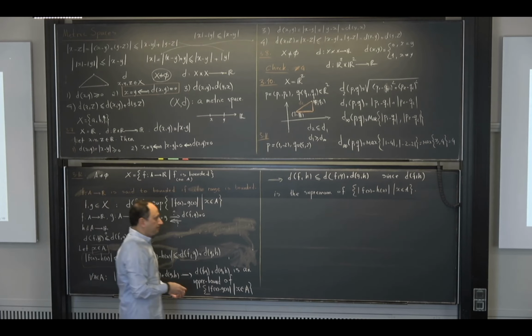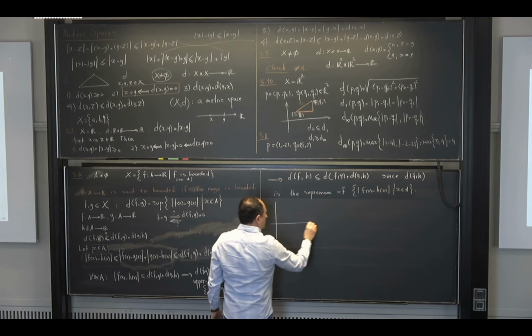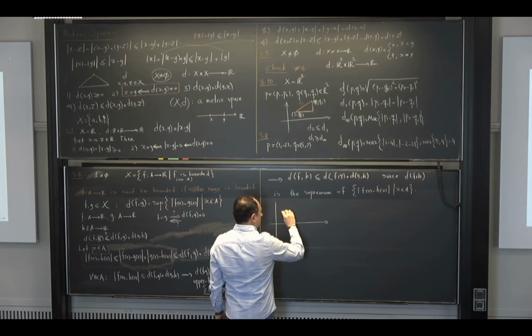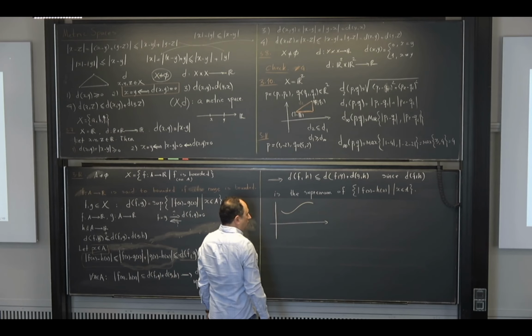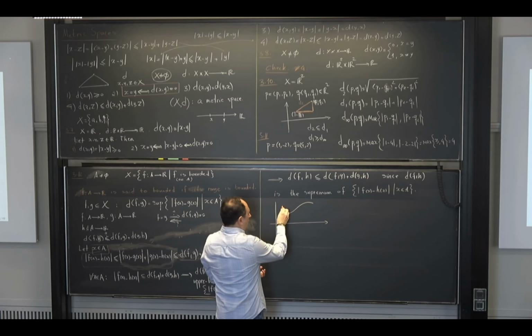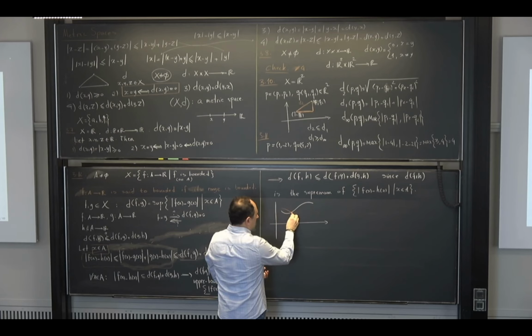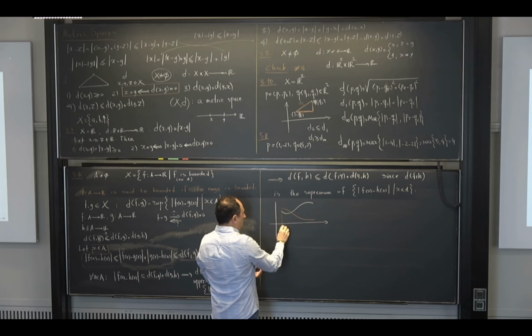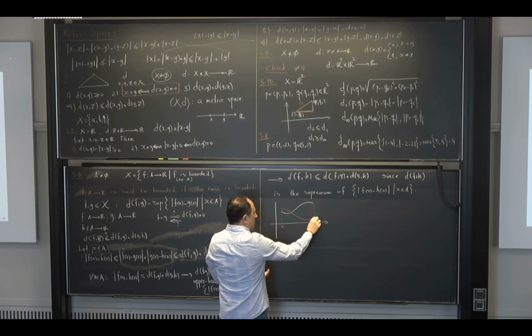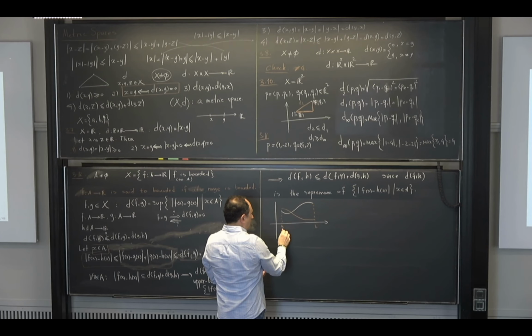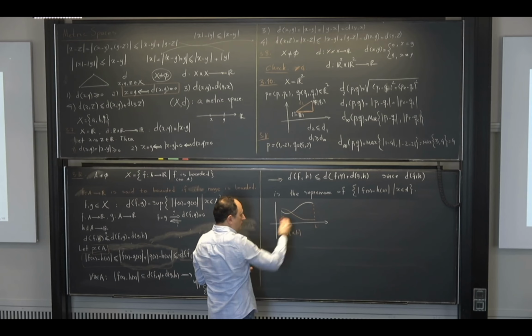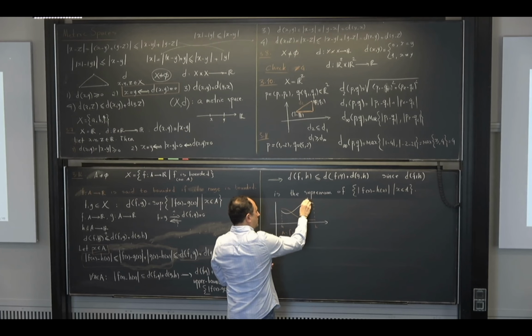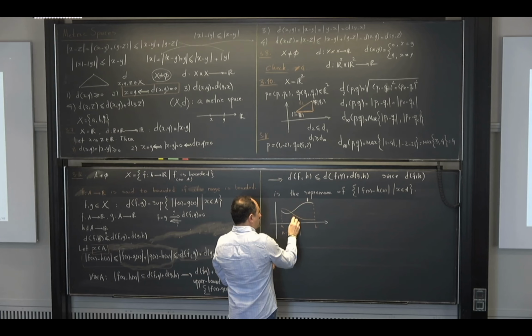For example, let me draw this graph. Okay, and let me draw another graph. I don't know how I should do that, but something like this. Let us say that this is A, this is B, and this set is from A to B in this picture. And let us say that this is function F and this is function G.